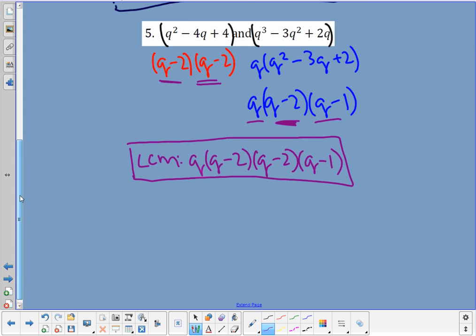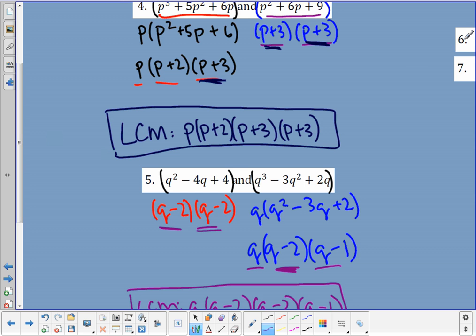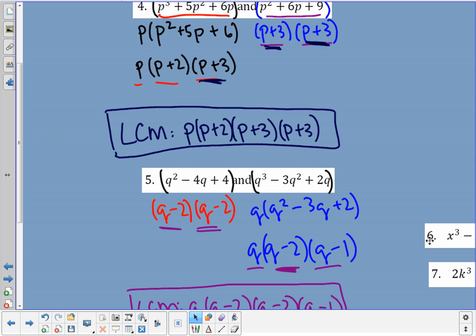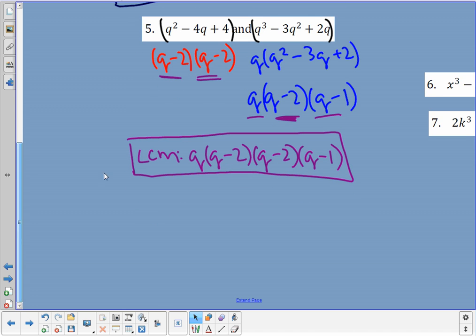Let's try number 6. Number 6 we have, let me grab it down here. I'll put both of these down. So I have x to the third minus x squared minus 2x.